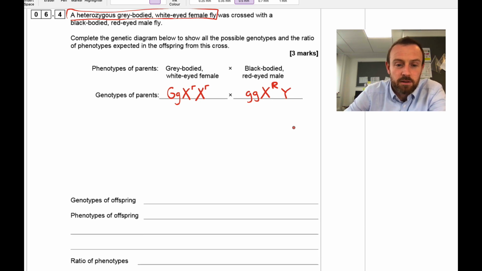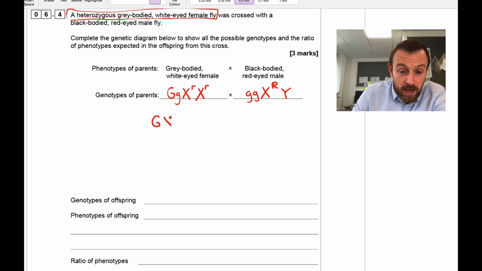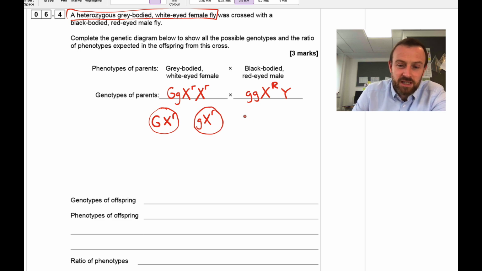Okay, this is nicer. So now we think about what gametes can be produced, and actually it's not so complex because there's only 2 different gametes that can be produced from each fly. This fly can either give you a gamete with a big G and an X^r, or it can give you one with a little g and an X^r. Okay, so those are my gametes. It's always a good idea to draw a circle around your gametes. It's just kind of genetic convention. Over here, we've got a little g and an X big R, or we could do a little g and a Y.